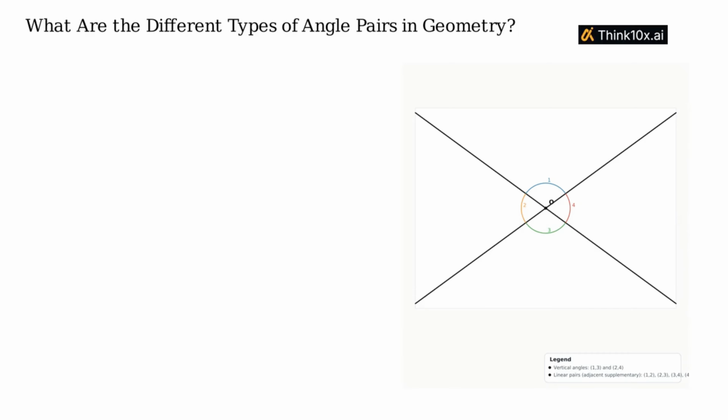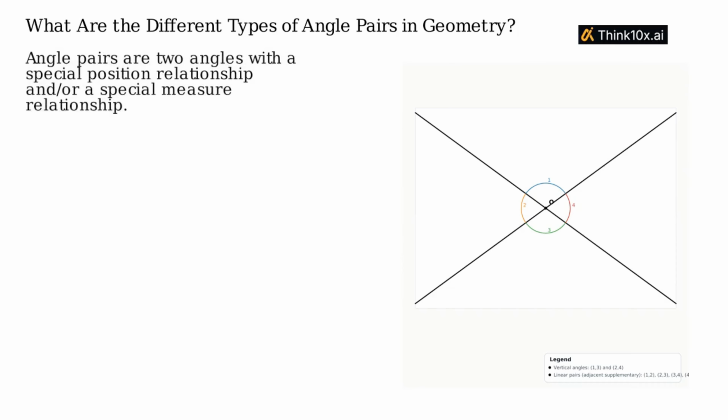Let's use a simple diagram to make the relationship easier to see. First, what does an angle pair mean? It just means two angles we compare because of how they sit or because their measures are connected. The big idea is some pairs add to a special total, and some pairs are guaranteed to be equal because of the geometry. A really common relationship is when two angles add up to a right angle.